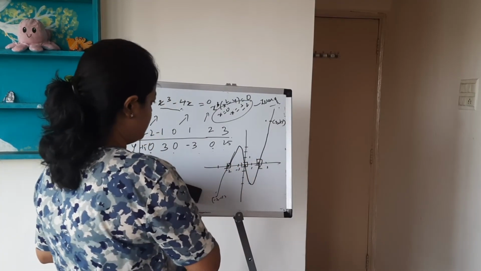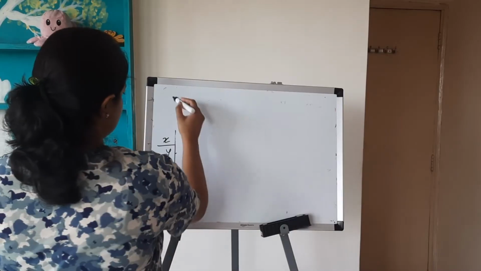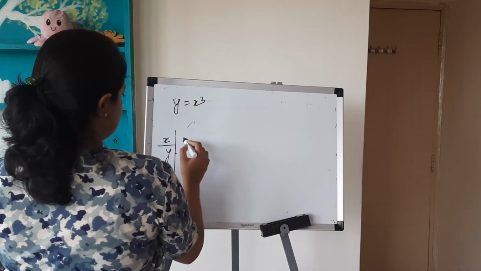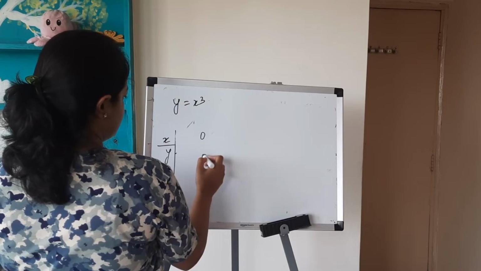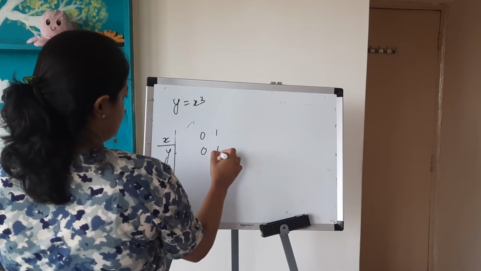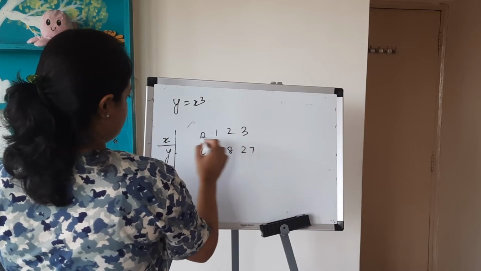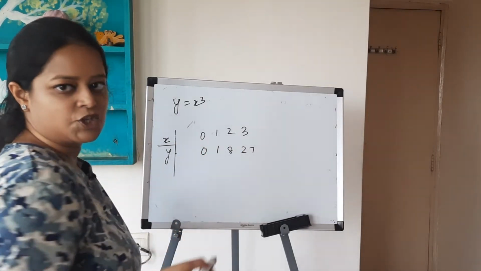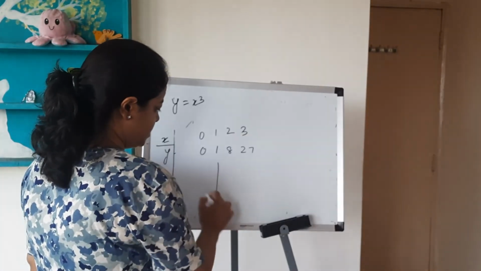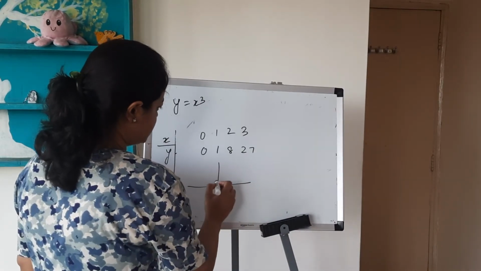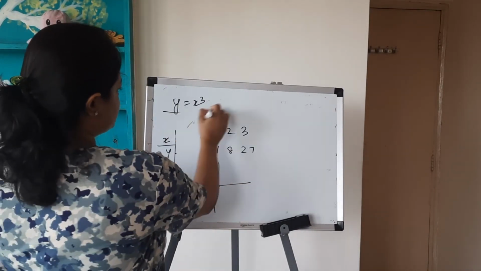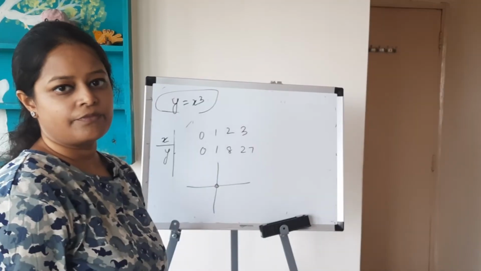Now let's take another example, right? Y is equal to x cube. At 0, it is 0. At 1, it is 1. At 2, it is 8. At 3, it is 27. And similarly, in the negative direction, it will be the same, right? So how it'll come: at 0, it is 0. It is quite obvious that there's only one 0 here. Quite obvious.